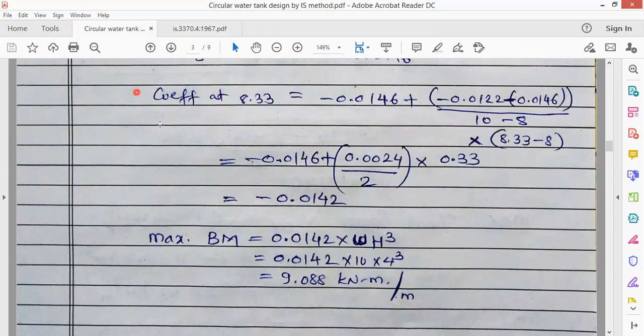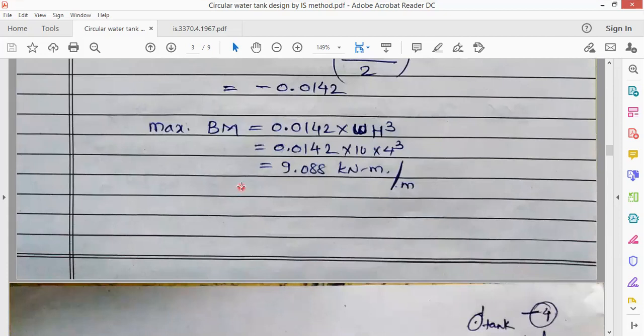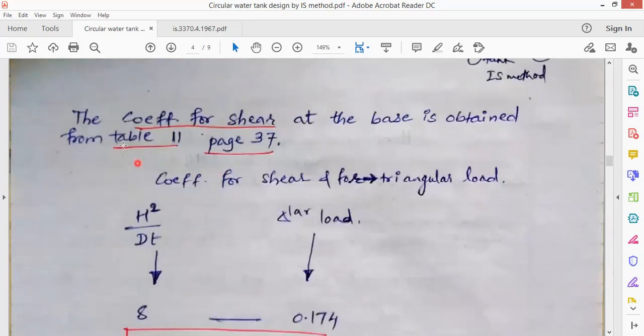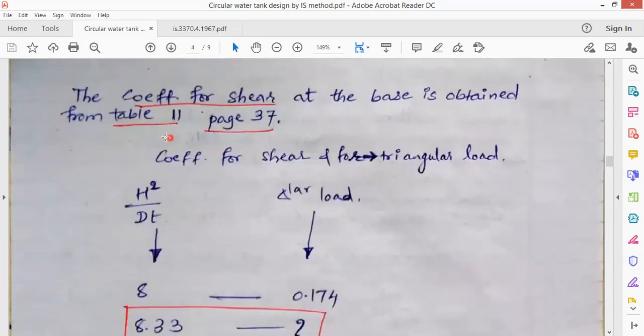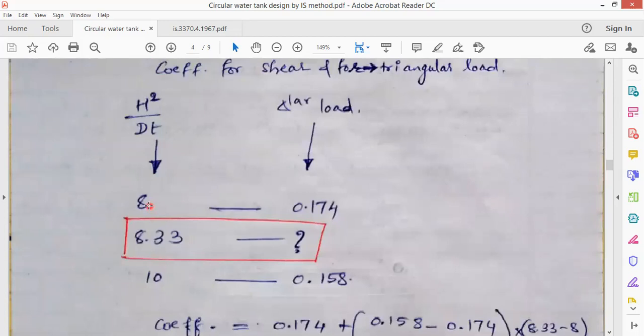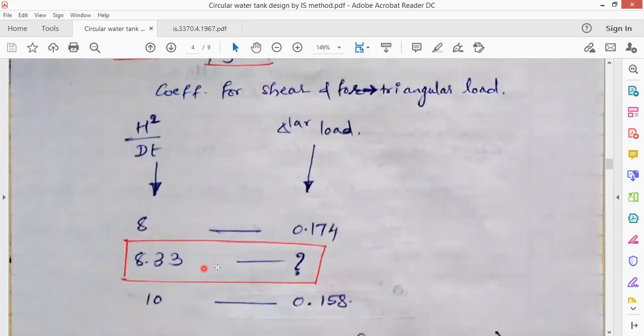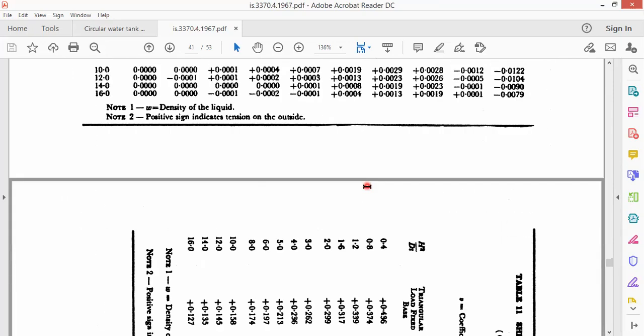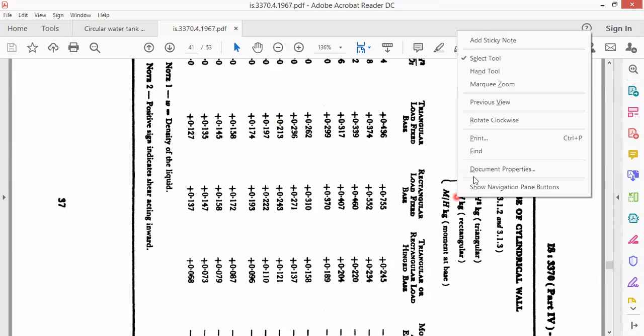Now I am going to calculate the shear force. We have calculated the tension and the maximum bending moment. Now what is left is the shear force. The coefficient for shear force I will obtain from the next table, table number 11, again for h square by dt equal to 8.33. For that I will obtain the values for 8 and 10. But which loading have I considered? I have considered the triangular loading, because water is filled here, right? So I will consider the triangular loading. For the triangular loading, what is the shear force coefficient I will obtain?